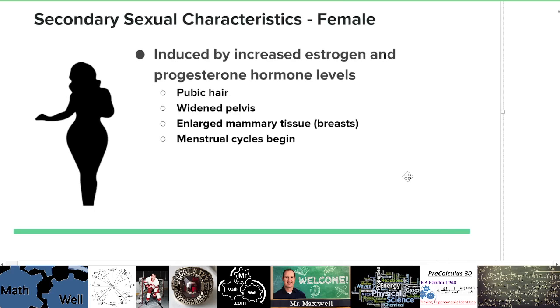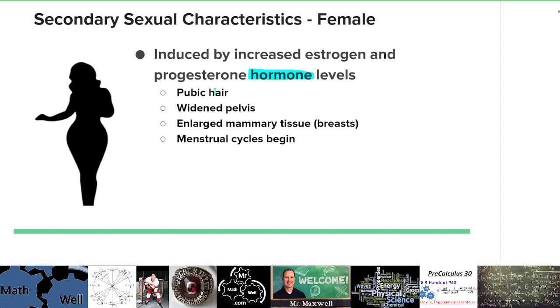Secondary sexual characteristics, female. Induced by increased estrogen and progesterone hormone levels. So remember, hormones are what the body starts producing when it's time to fully develop the sexual organs and get you ready to be able to reproduce. These hormones in women produce pubic hair, a widened pelvis, enlarged mammary tissue or breasts, and the menstrual cycle begins. So again, we talked about puberty, right? This is where a young girl becomes a woman, and all of these things mature, and there are some obvious side effects from the production of these hormones throughout the body.